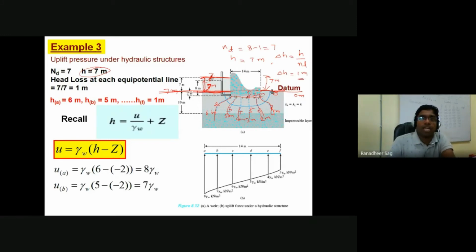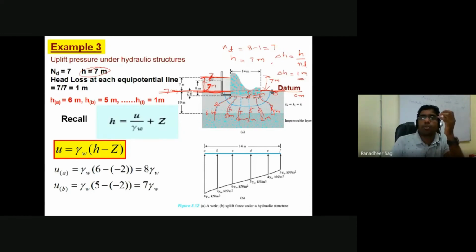So my elevation heads corresponding to points A, B, C, D, E, F are on the negative side of the chosen datum, at a depth of 2 meters on the negative side. So automatically my elevation head is going to be minus 2 meters for the position of points A, B, C, D, E, and F. The total heads of all those 6 points are known, and the elevation heads corresponding to all the 6 points are known.